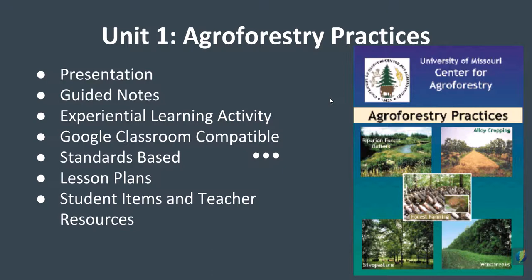For Unit 1, I apologize for the poor picture, but I had to include it because it really summed up what Unit 1 is about, which is introducing agroforestry practices like alley cropping, forest farming, riparian forest buffers, silvopasture, and windbreaks. That's what Unit 1 covers. Each day is something different. They usually have a presentation, or if not, a reading, and they typically have guided notes for a small part of the lesson. They all include an experiential learning activity, something hands-on that shows at least the attainment, not necessarily the mastery, of the knowledge we want them to understand about an agroforestry practice.